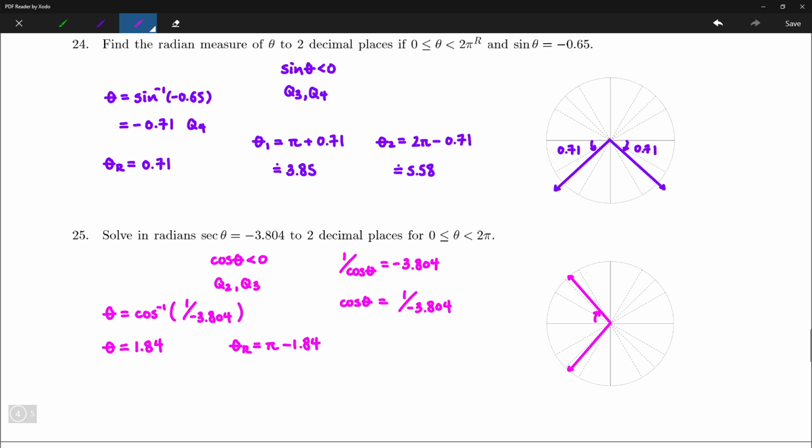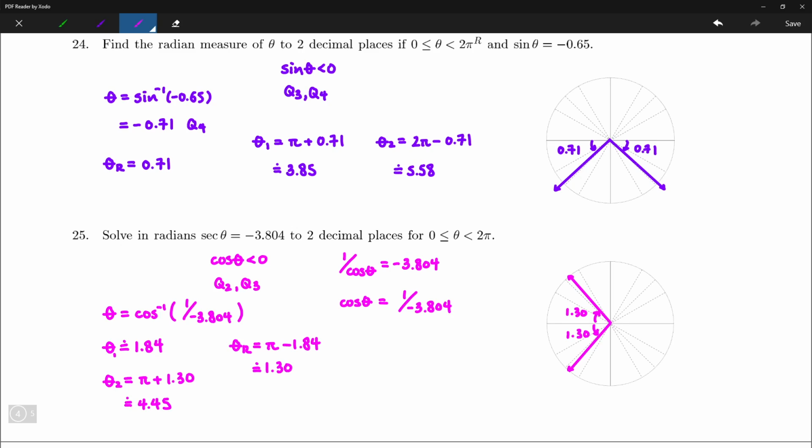So that will give us a reference angle of 1.3. So the second answer will be pi plus the reference angle of 1.3. So the second angle will be 4.45. It's just the way that it rounded up instead of down.